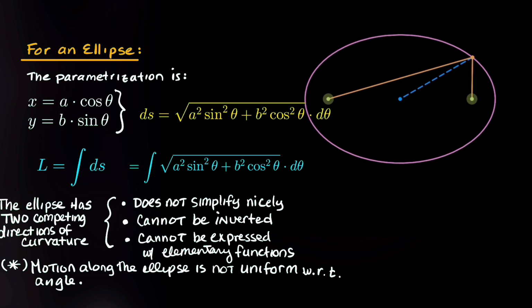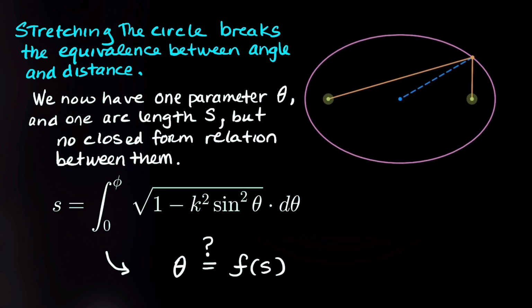This way we get two competing periods. The ellipse has two complementary directions of curvature, which does not simplify nicely. It cannot be inverted and cannot be expressed with elementary functions. In other words, the motion along the ellipse is not uniform with respect to angle. Stretching the circle breaks the equivalence between the angle and distance, and so we now have one parameter theta and one arc length s, but no closed form relation between these two variables.